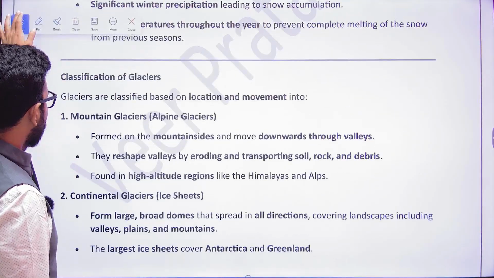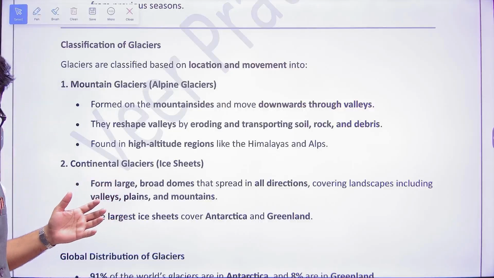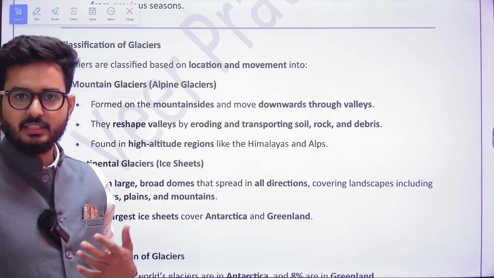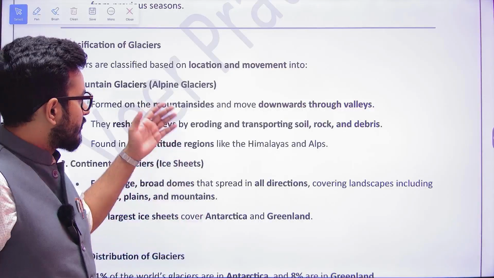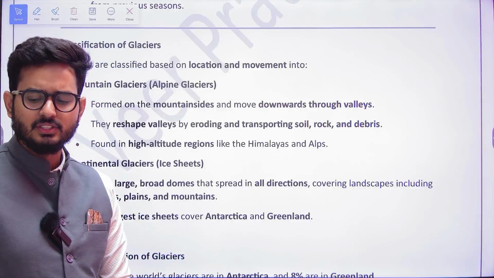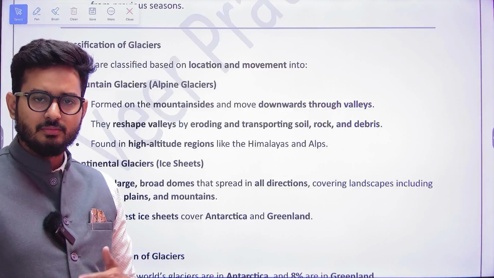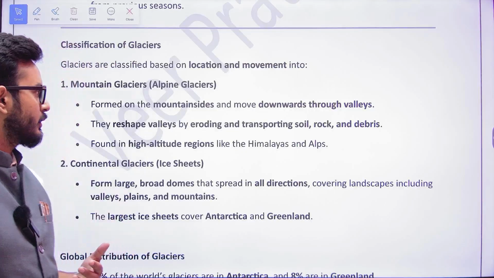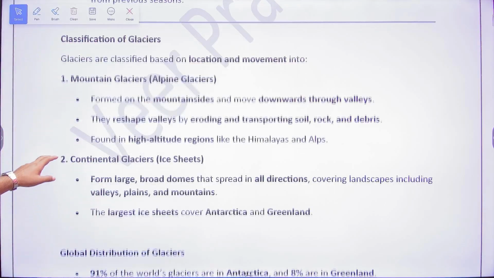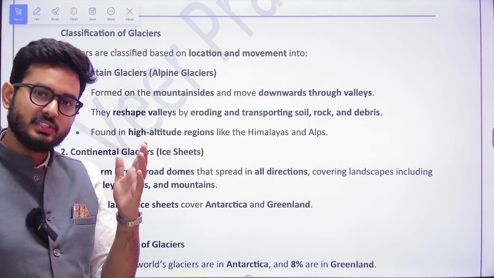Now, what is the classification of glaciers? Whenever we move across various locations, in various areas, there are going to be glaciers that are formed. Glaciers are formed at different locations and because of different movements. If I have to talk on that, first is going to be the mountain glaciers. So what is the location? The location is mountains.